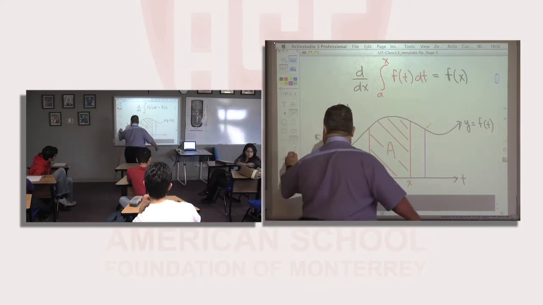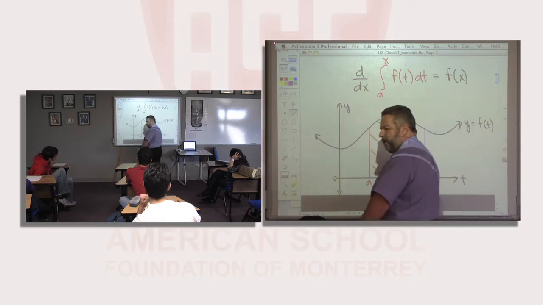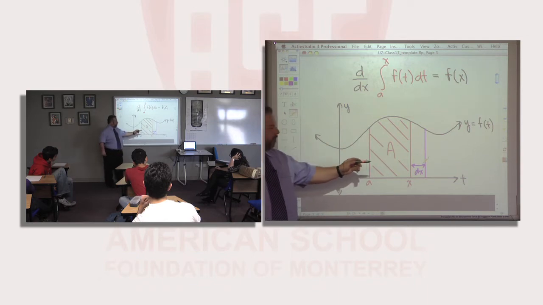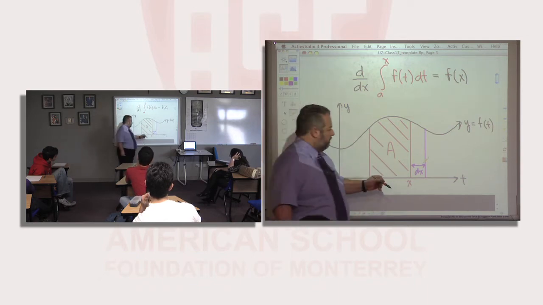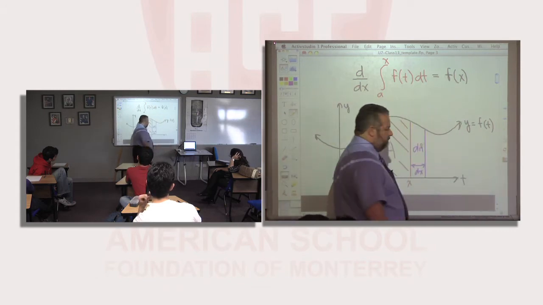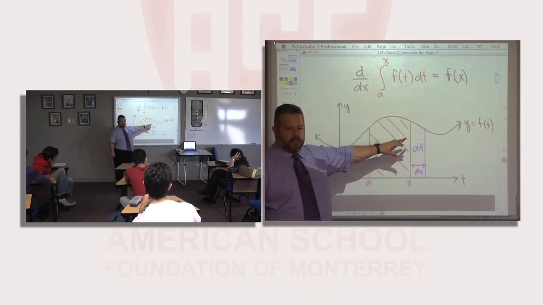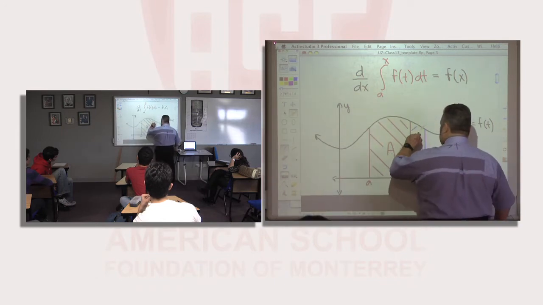dx. So this distance is dx. Agreed? And what I'm asking is, a small change in x produces how big of a change in area? So that's dA. Agreed? Where dA is the area of this little piece. Okay, dA is this area.